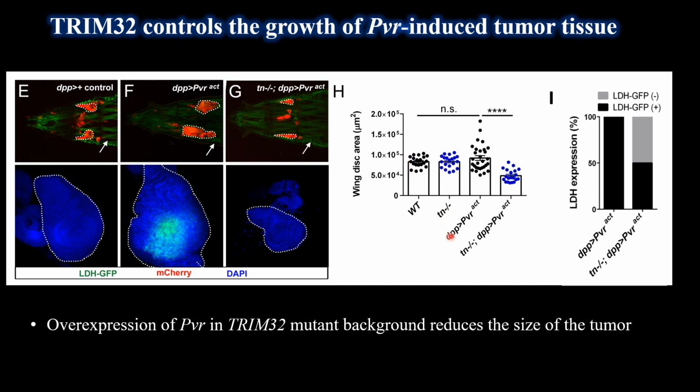However, when we express the activated form of PVR in the wing disc, we see a massive increase in the size. And when we express the activated form of PVR in TRIM32 mutant background, we see a significant reduction in the size of the wing disc, and only about 50% of the wing discs in a TRIM32 mutant background showed LDH expression. So the data confirms that overexpression of PVR in TRIM32 mutant background reduces the size of the tumor.